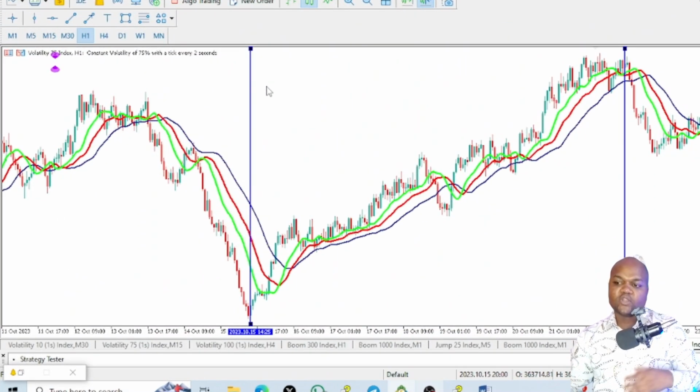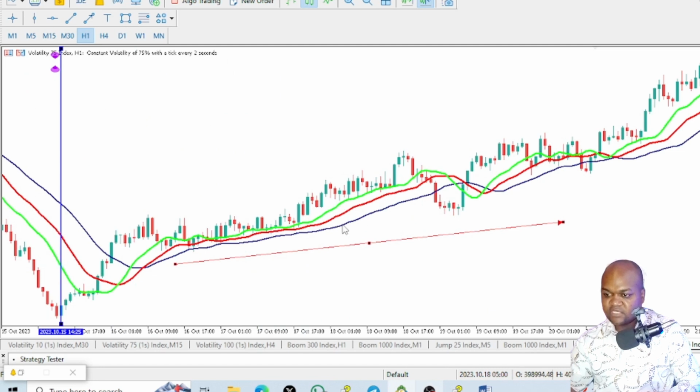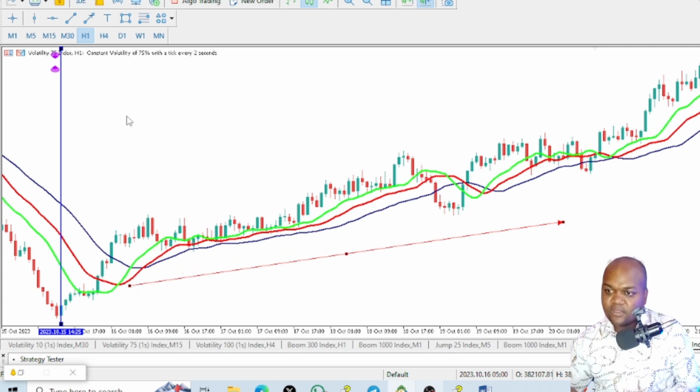So let's look at how we can buy using this strategy. One, we have to make sure that the price is above the alligator, and these lines are pointing upwards and are spread, far away from each other. So that's the first condition. Then if these lines are pointing upwards and moving away from each other, there is also a trend indicating a bullish trend. So we have a bullish trend on the 1 hour time frame.